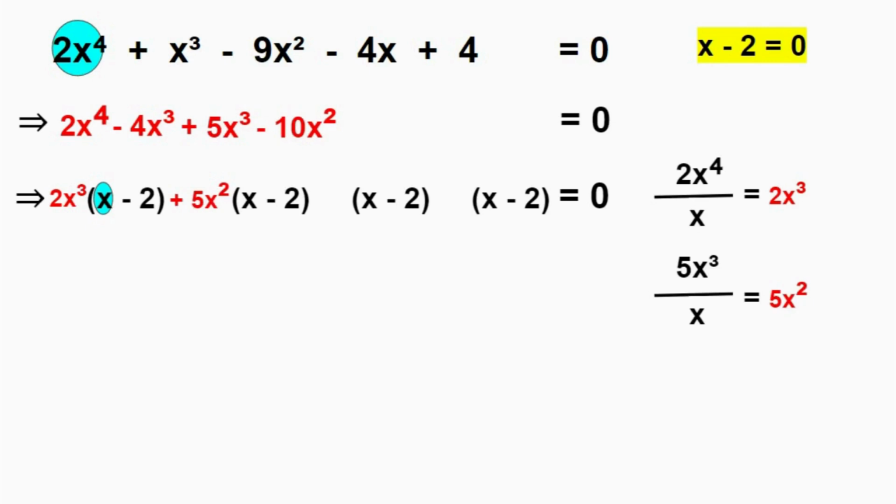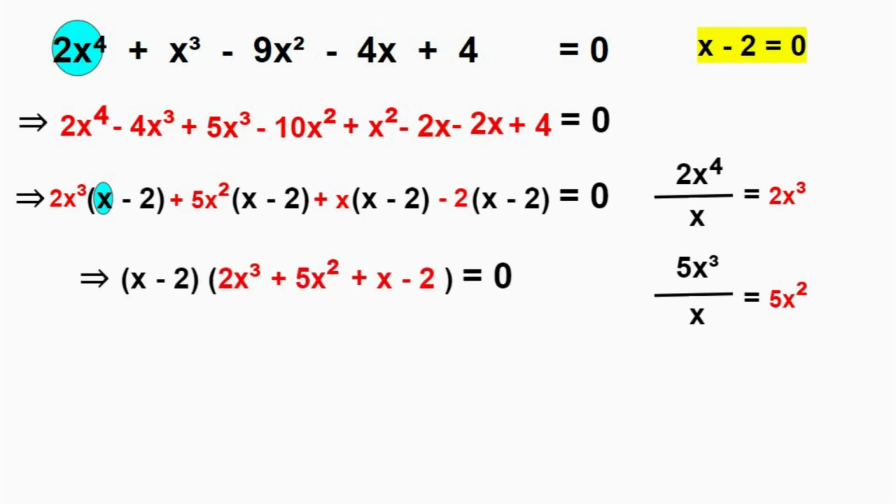So we get 5x^3 by 5x^2 into x, but we already wrote it. Then 5x^2 into minus 2 and we get minus 10x^2. So we again have to neutralize it by adding plus x^2, to make it minus 9x^2. And doing the same for the rest, we get plus x by dividing x^2 by x. Now here we get minus 2x, and let me do the rest following the same process. I think following this process, you don't need to memorize anything. Now we get (x - 2)(2x^3 + 5x^2 + x - 2) = 0.